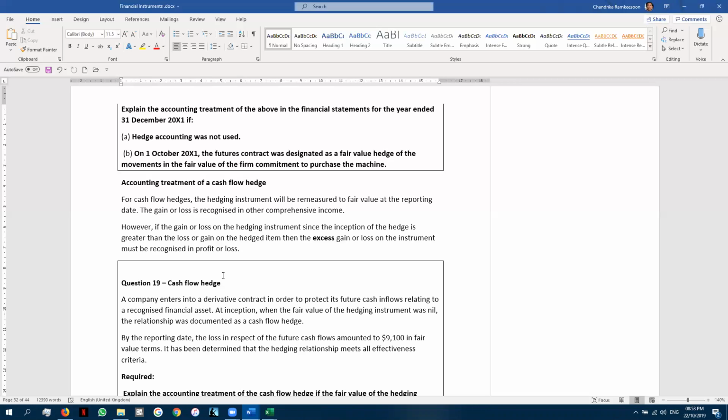And of course, the other way around. Sorry, if there was a 100 loss on the hedging instrument and a 90 gain on the other one, the difference also has to be recognized in P&L.